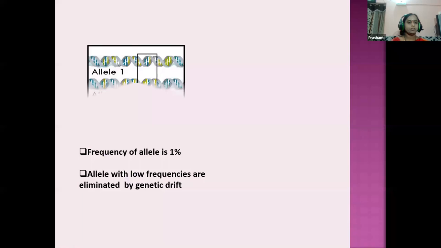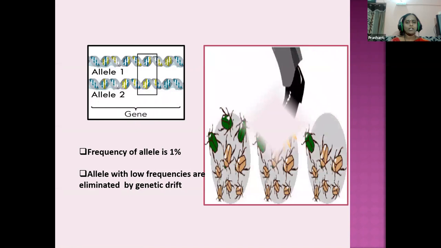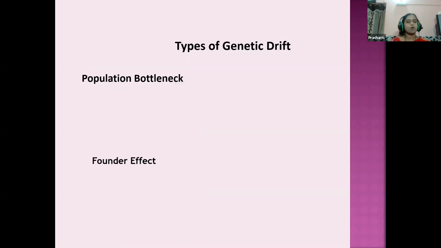So take frequencies of, for example, 1%, and they are leading a life and if any natural disaster takes place, the frequencies which are low, with low genetic variation, are eliminated. It is not done wantedly, but by chance. So this has been eliminated by genetic drift. Genetic drift is of two types, that is bottleneck and founder effect.